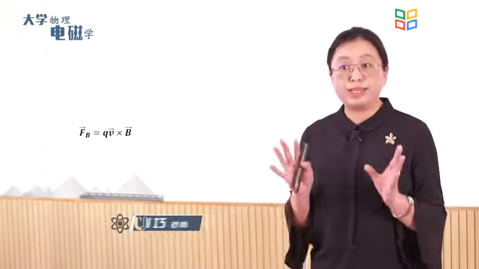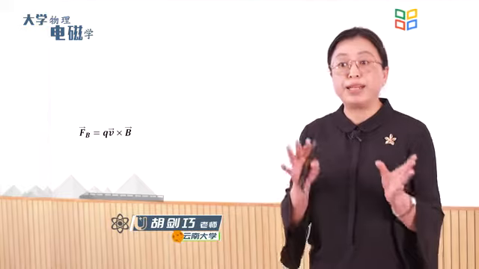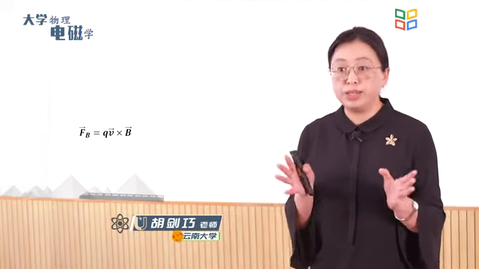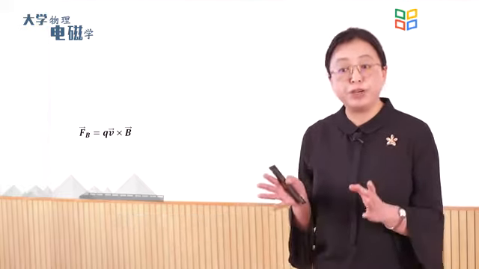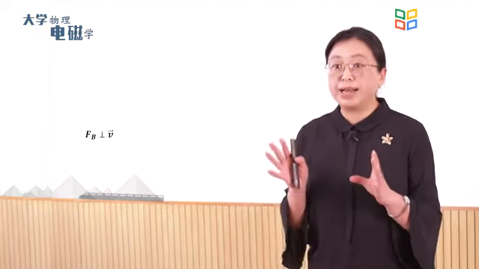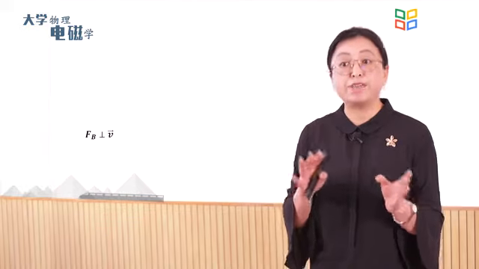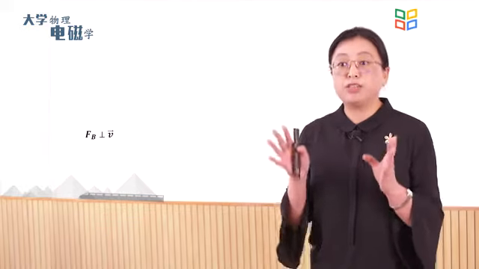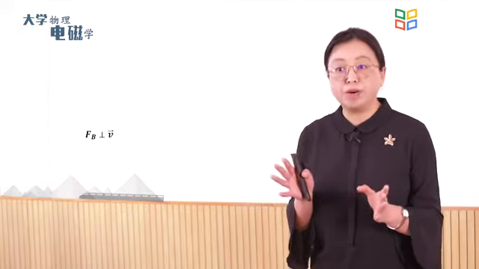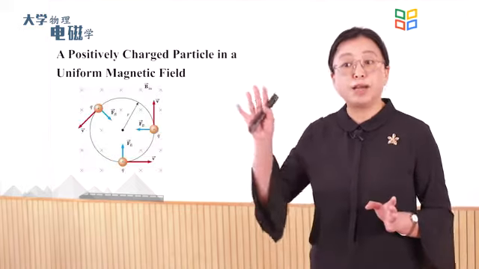Last lecture, we discussed the definition of a magnetic field, which shows the relationship between a field and a field force. We have known that the magnetic force acting on the charged particle moving in the magnetic field is perpendicular to the particle's velocity, and consequently, the magnetic force does no work on the particle. Now consider a special case.